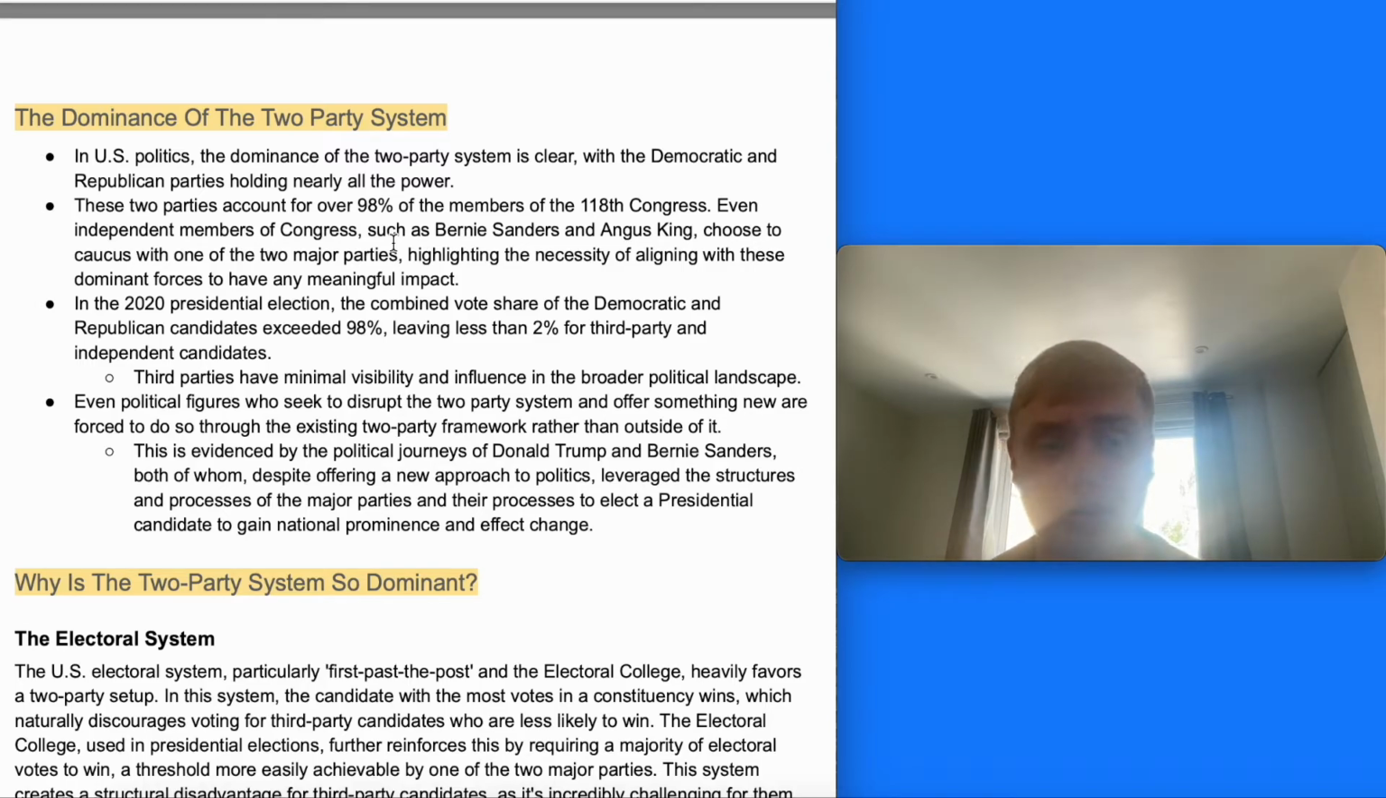In the 2020 presidential election, the combined vote share of the Democratic and Republican candidates exceeded 98%, leaving less than 2% for third-party or independent candidates. Third parties have minimal visibility and influence in the broader political landscape.